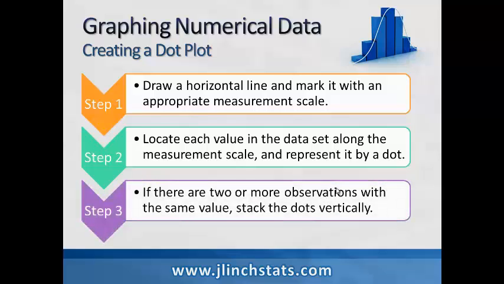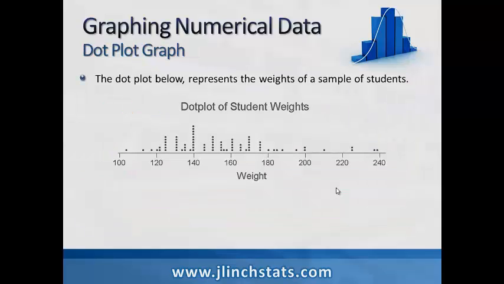Now, step 3, if there are 2 or more observations with the same value, then we're going to stack the dots vertically. So once again, to create a dot plot, we draw a horizontal line and mark it with the appropriate measurement scale. Then we locate each value in the data set and represent it by a dot along the measurement scale, the horizontal axis. And once we start seeing repeated values, or if there's more than one value, we go ahead and stack those dots vertically.